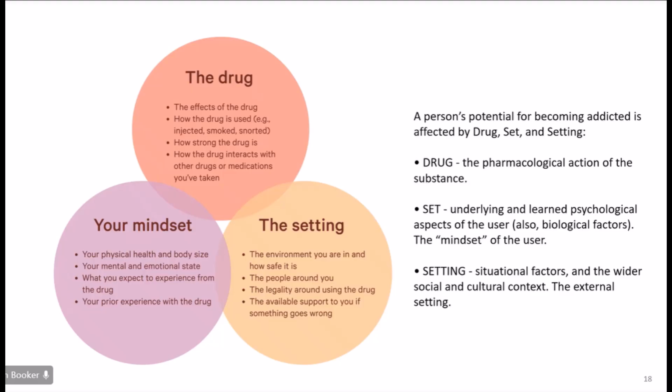On drug, set and setting, a person's potential for becoming addicted is affected by this. The drug is the pharmacological action of the substance. Set is the underlying and learned psychological aspects of the user, also biological factors. It's the mindset of the user. Setting is the situational factors and the wider social and cultural context, the external setting. And you can see from the graphic there is an interplay with these three areas.